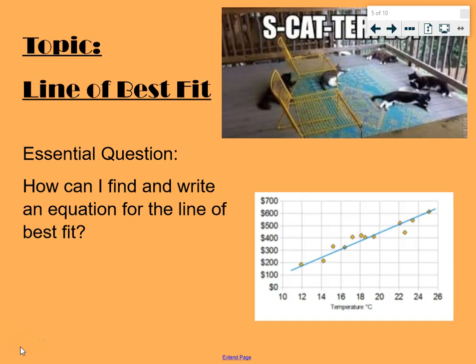Today our topic is line of best fit. So our essential question is, how can I find and write an equation for the line of best fit?